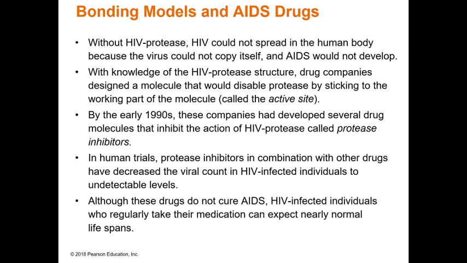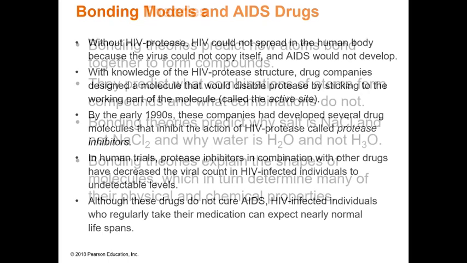Why is this important? Without the HIV protease, the virus can't replicate. So by designing a drug that sticks to the active site of the protease and disables it, scientists were able to stop the virus from spreading. These medications, called protease inhibitors, became available in the early 1990s and revolutionized HIV treatment. Although not a cure, they help maintain undetectable viral levels and allow patients to live nearly normal lifespans. This is a powerful example of how bonding theories have real life-saving impact.